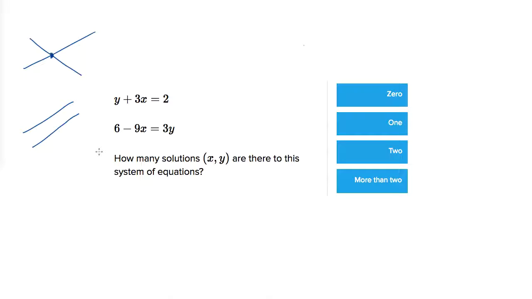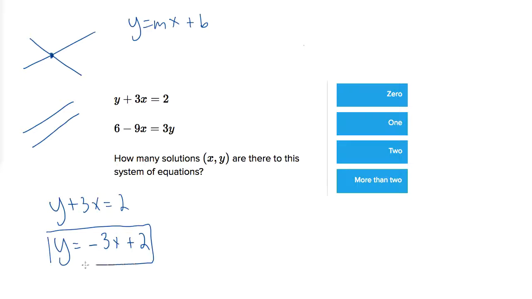What you need to do is, if you're solving for the solution to a system of equations, you can solve for the values of x and y when those equations are equal to each other. So the first thing that we're going to do is put each equation into y equals mx plus b, slope-intercept form. So let's take the first equation, y plus 3x equals 2. That's pretty easy. That's just going to be y equals negative 3x plus 2 because we're just moving it over.